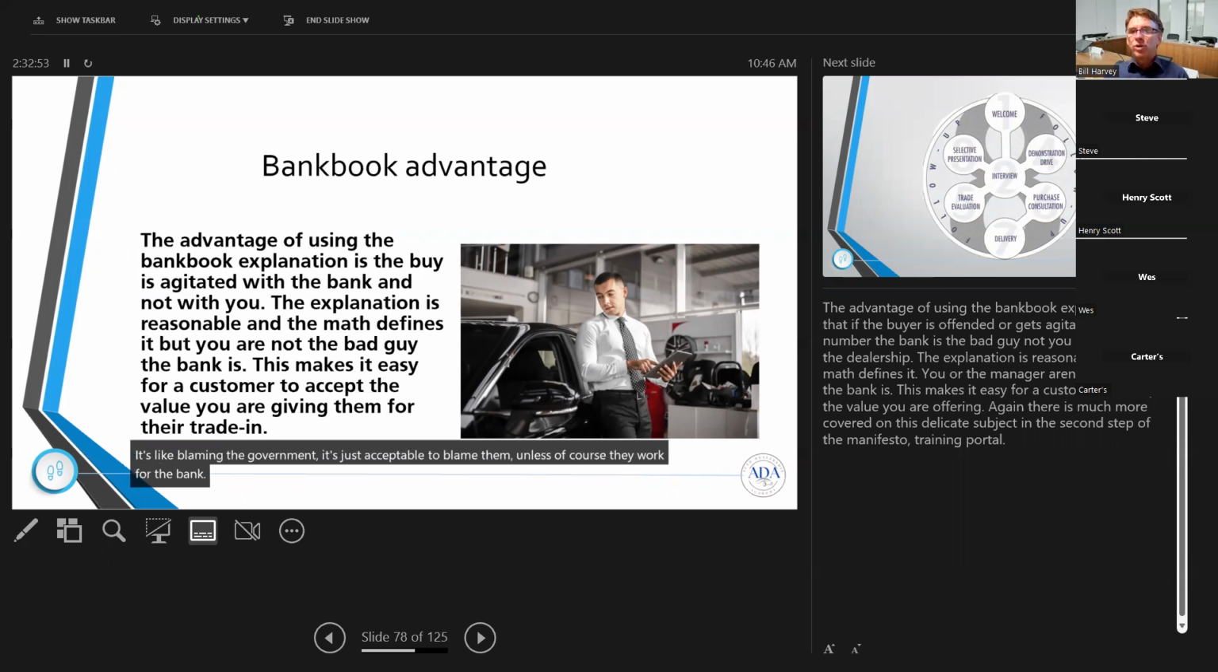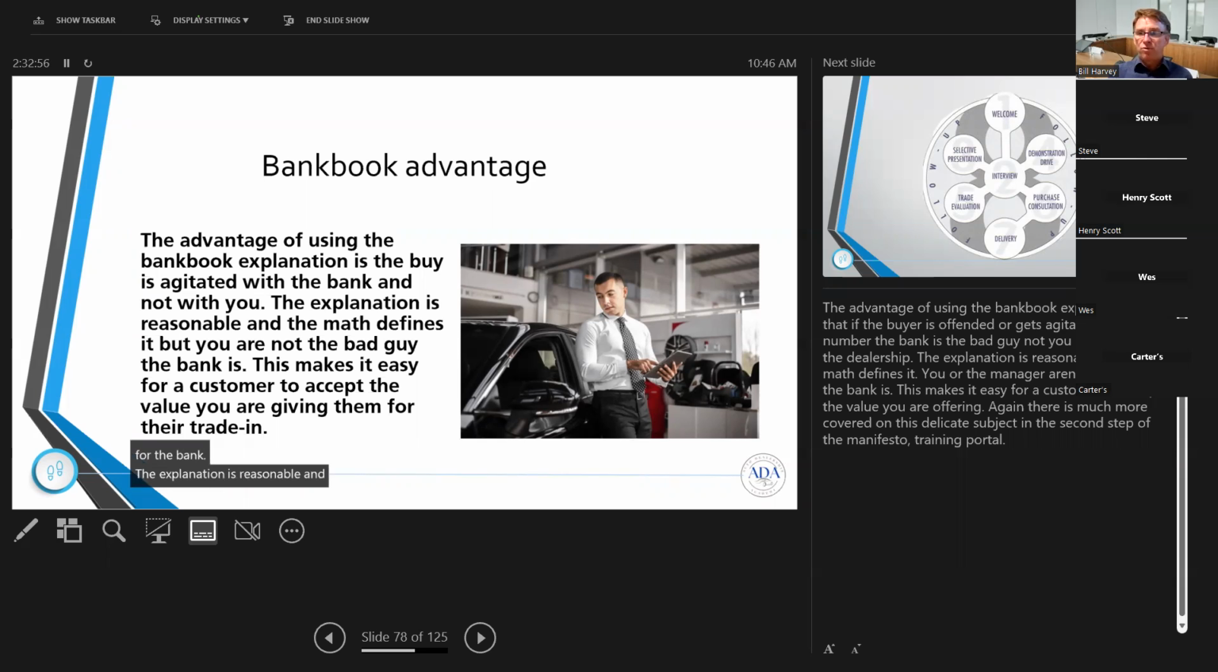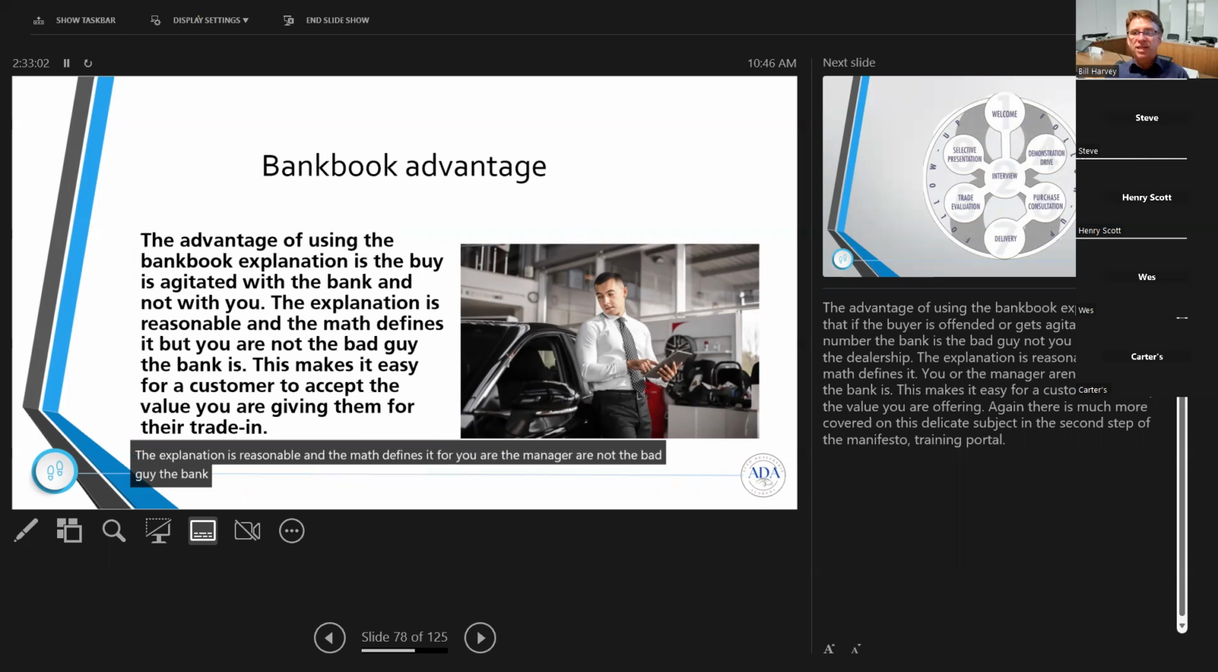The explanation is reasonable and the math defines it for you. You or the manager are not the bad guy. The bank is. This makes it easy for the customer to accept the value that you are offering. Again, there's much more covered on this delicate subject in the second step of the manifesto of the training portal, and I would direct your attention to that.